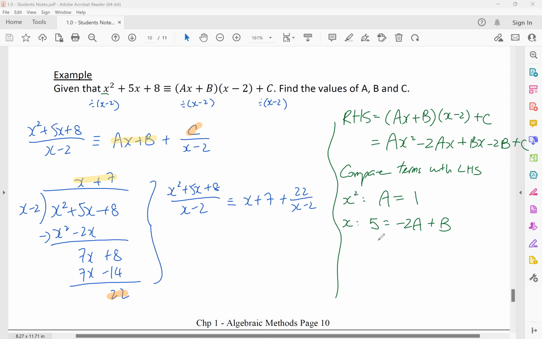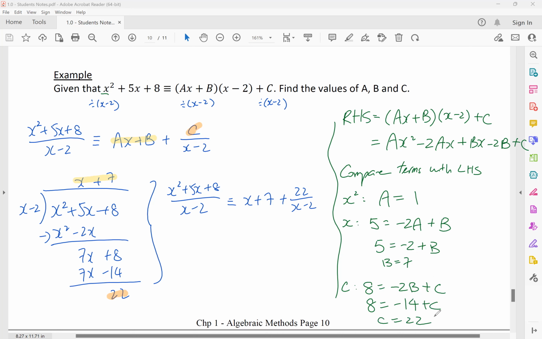We know a is 1, right? So 5 equals minus 2 plus b, b equals 7. And if we compare the constant term, the left-hand side is 8. On the right-hand side, the constant term is minus 2b plus c. We know b is 7. So 8 equals minus 2 times 7, minus 14 plus c.